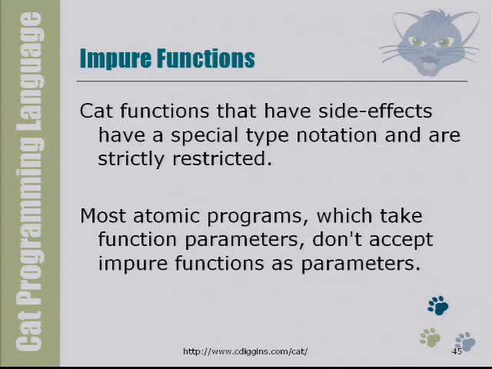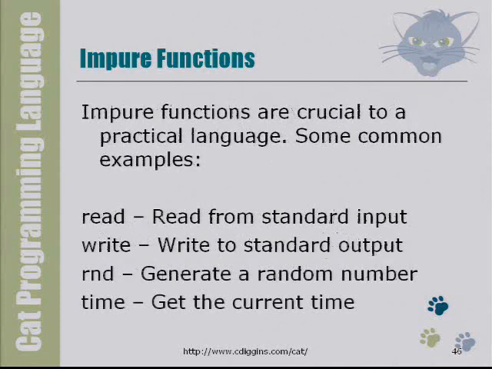Of course, there's going to be impure functions. Any worthwhile practical programming language must have side effects. You have to read and write to the file system if you want to do anything practical. But we can still restrict it, and we can still identify it, and that's the crucial thing to dealing with impurities in a language. So you have things like read, write, rand, which generates a random number, time, which gets the current time. These are all impure functions.